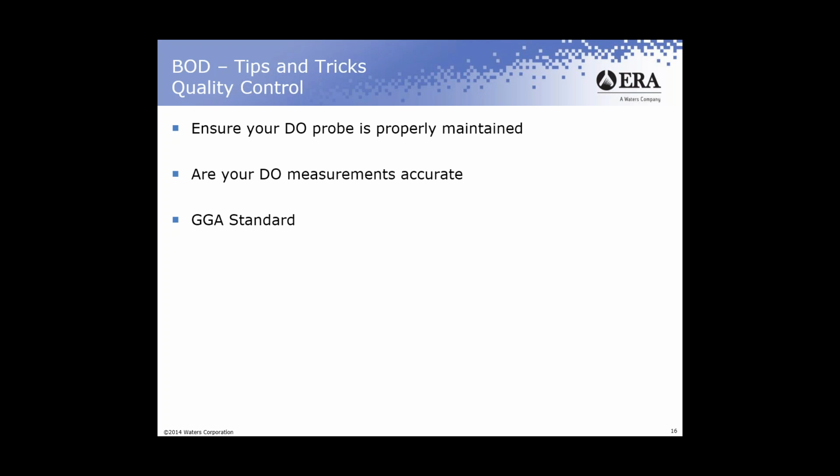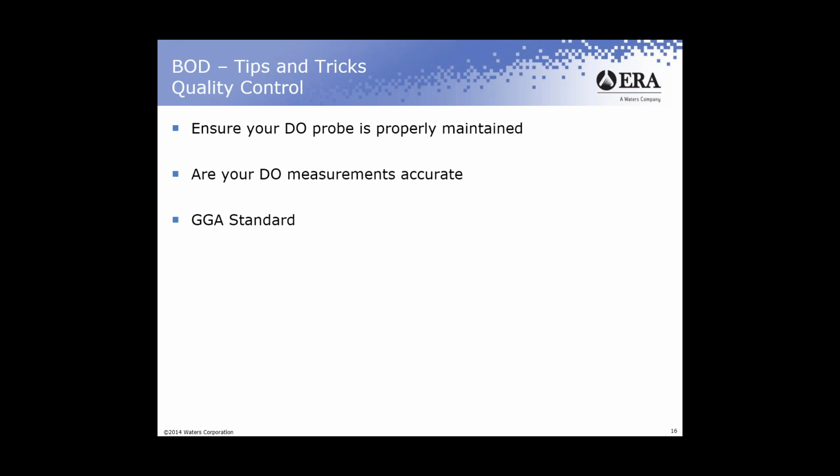If I'm higher, what's causing those higher results? Am I incubating it too hot? Do I have too much seed? Did I incubate too long? What's going on there? Same thing on the other end. If my GGA standard's coming up low, what's going on? Am I not putting enough seed in there? Did I incubate at too cold a temperature? Think about those types of things. What can cause that to go wrong?